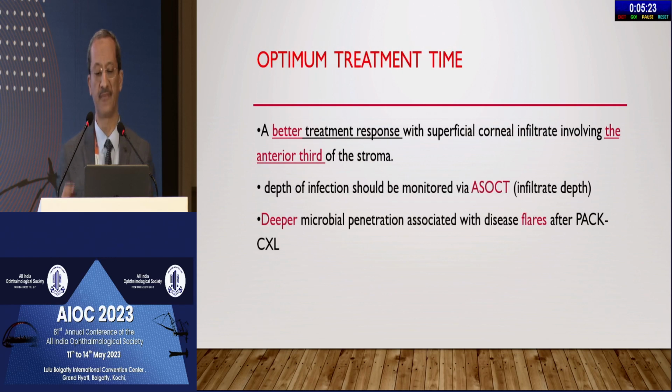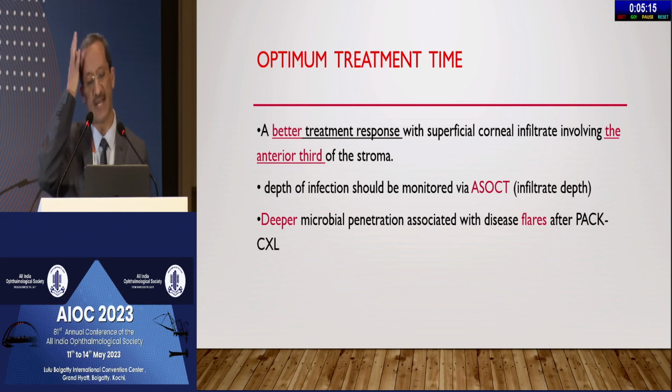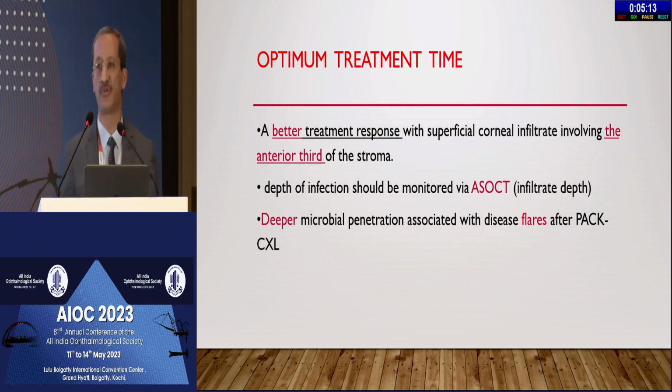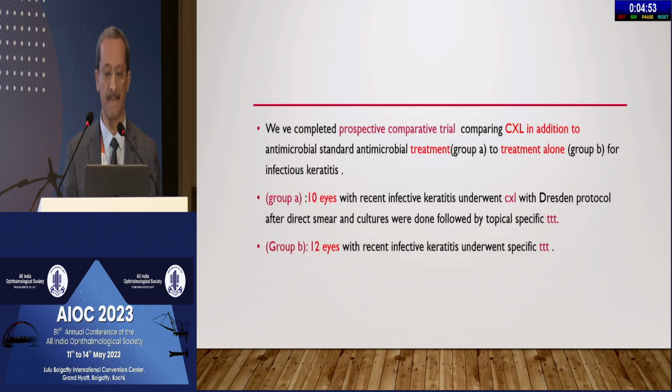You have to know that the best time to use corneal cross-linking is as early as possible, before the infection gets very deep in the cornea, during the affection of the anterior 1/3 of the cornea. We can use anterior segment OCT, of course, to detect the depth of the infection, because deeper infection may flare with corneal cross-linking.